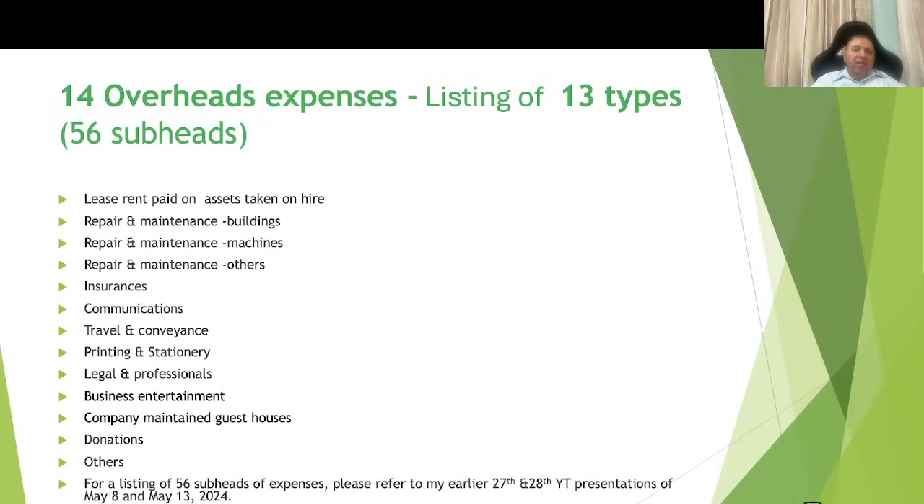Overhead expenses. There are 13 types of overheads which have in turn 56 subheads within those 13 types. These are lease rent paid on assets taken on hire, repair and maintenance of buildings, machines, others, insurances, communications, travel and conveyance, printing and stationery, legal and professional expenses, business and entertainment expenses, company maintained guest houses, donation and others. For the listing of these 56 subheads of expenses, you can please refer to my earlier 27th and 28th presentations made on May 8th and May 13th.